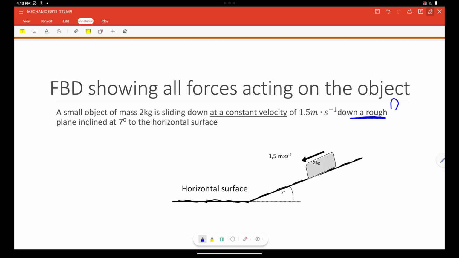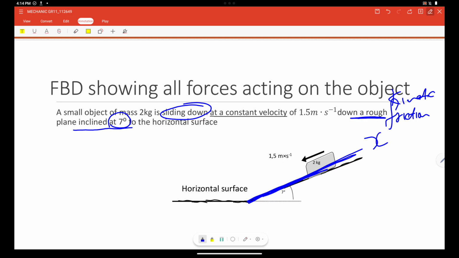Rough. This tells us that there is friction. What kind of friction do we have? We first need to check if it's moving. Yes, it's sliding down, it's moving. So we have kinetic frictional force. And we are being told that it's moving down a rough plane which is inclined at 7 degrees to the horizontal surface. So there's our surface there. Remember, along the surface or parallel to the surface, that's where you have your x-axis. Perpendicular to the surface, you have your y-axis. So I have something like this.